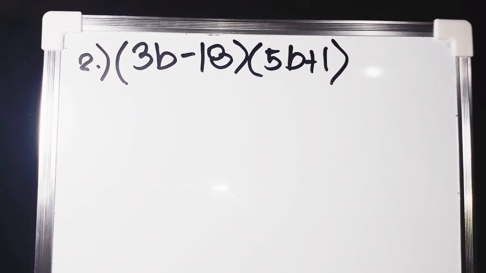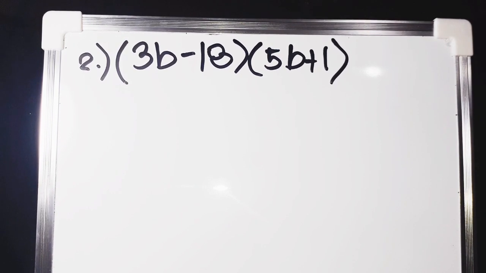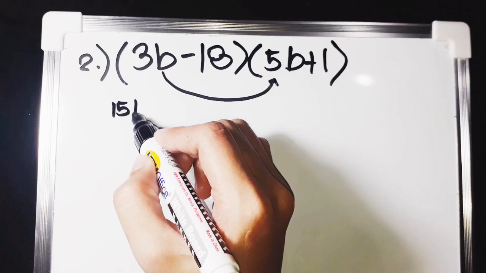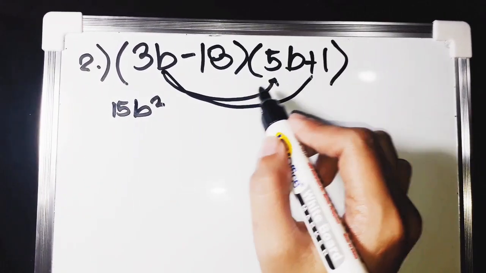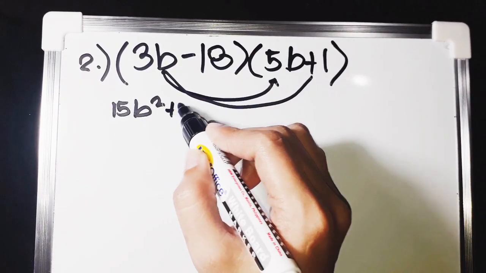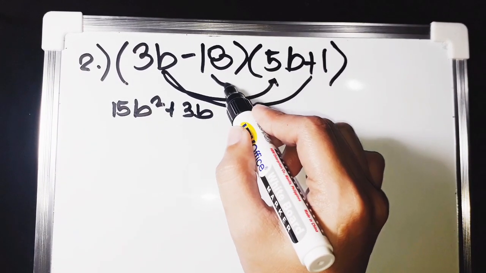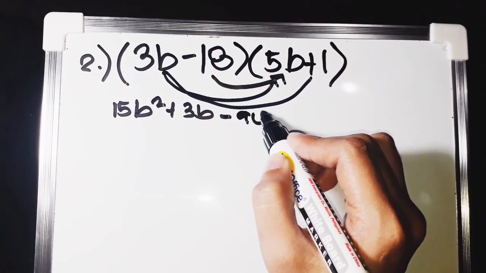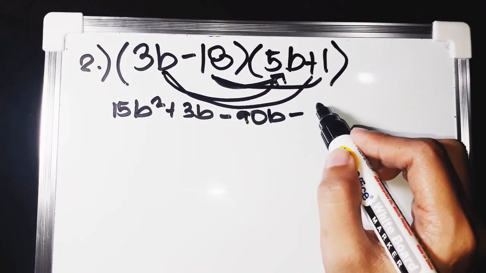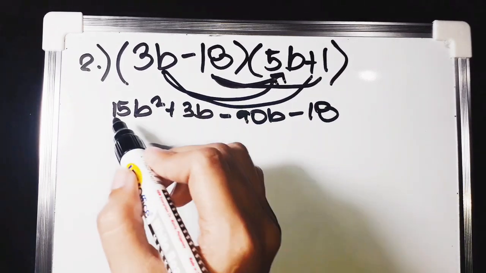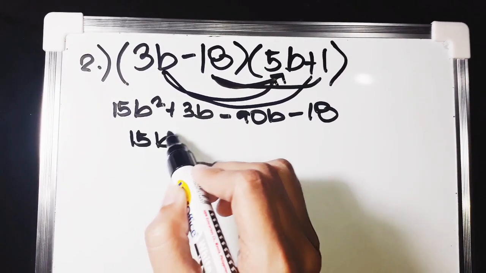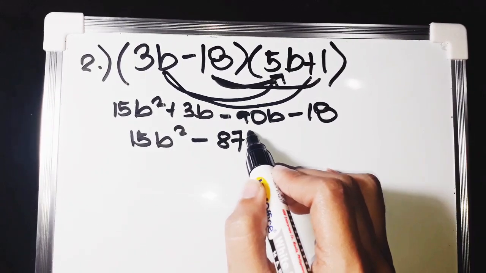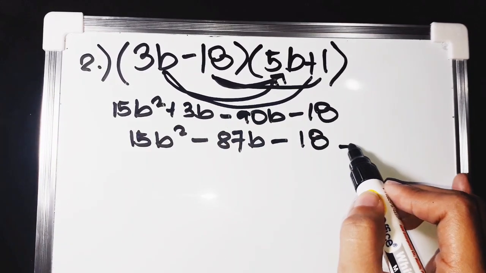And guys, for our second equation, the second to the last for this video, 3b multiplied by 5b, that is 15b squared. 3b times 1, that's plus 3b. Next, negative 18 times 5b, that's negative 90b. Negative 18 times 1, that's negative 18. Then next, combine like terms. 15b squared. Now 3b plus negative 90b is negative 87b. Copy minus 18 equals 0.